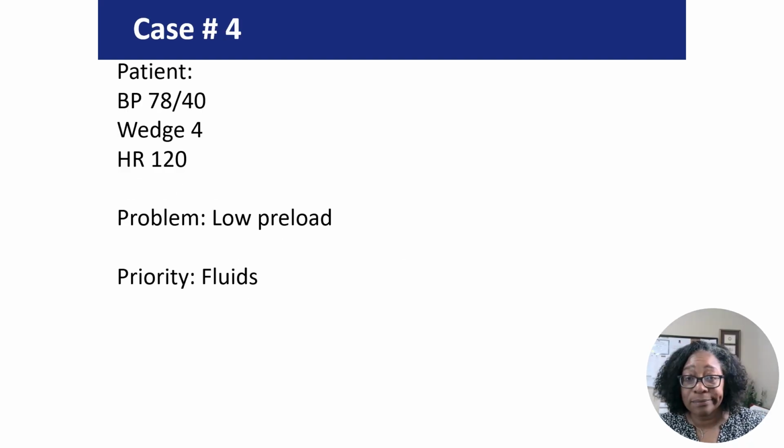All right, number 4, blood pressure 78 over 40. Their wedge is 4. Remember, a wedge measures left ventricular filling pressure. If it's low, the patient has hypovolemia and their heart rate is 120. So they're going to have low preload. What's low preload? Preload was the amount of blood returning to the heart. Well, it's low. So you're going to anticipate an order for your patient to receive fluids because they have hypovolemia.